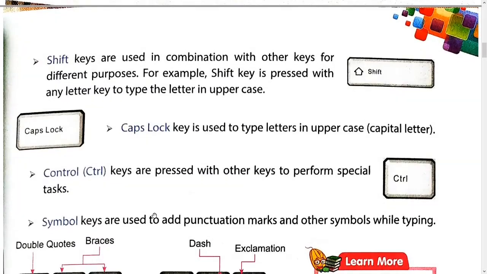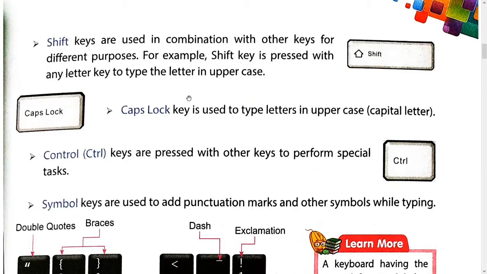Then shift keys. There are two shift keys. Shift keys are used in combination with other keys for different purposes. For example, the shift key is pressed with any letter key to type the letter in uppercase. Uppercase means capital letter. Then the caps lock key. The caps lock key is also used to type letters in uppercase. But the difference between caps lock and shift is that caps lock is pressed directly to get capital letters, but the shift key is pressed along with the letter keys to get capital letters.